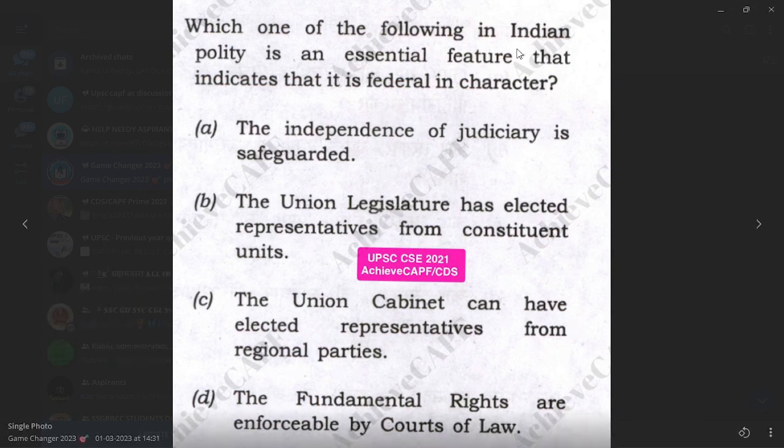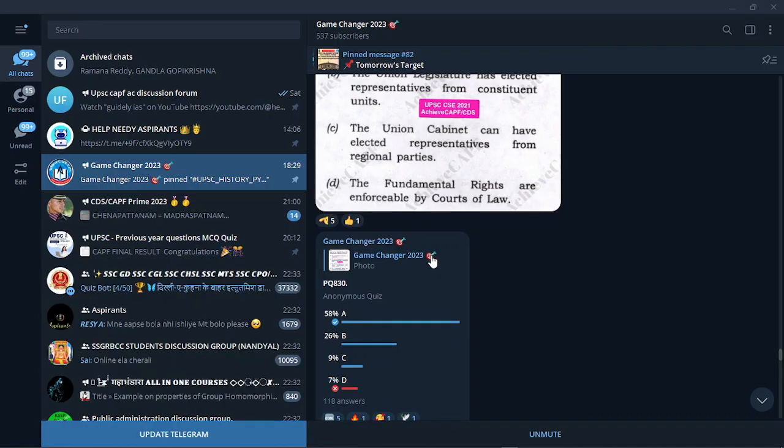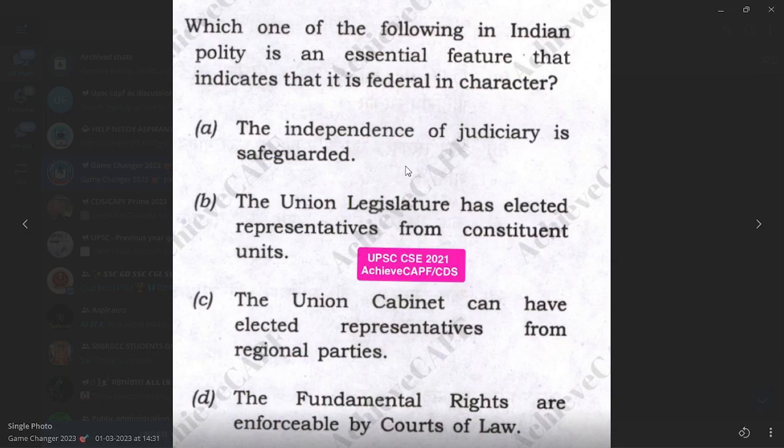Which one of the following in Indian polity is an essential feature that indicates it is federal in character? Answer is A. The independence of judiciary is safeguarded. Let us remember, it is related to judiciary.